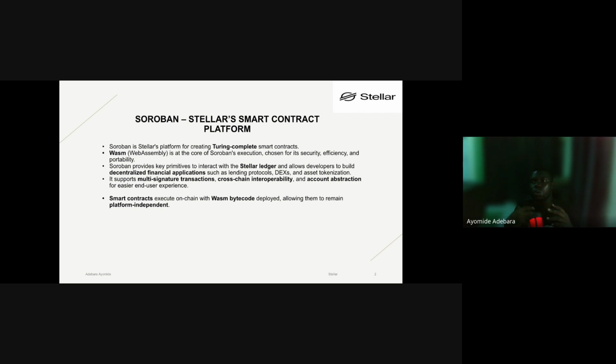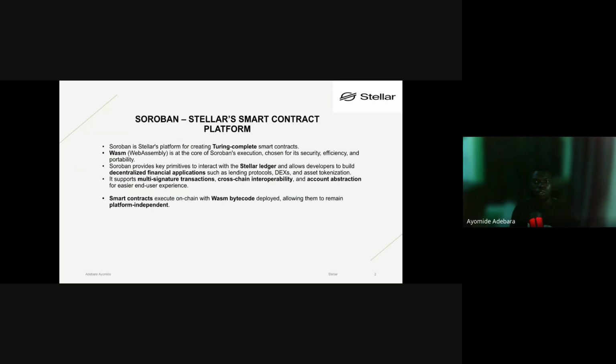But in a sense, we would probably not call it Turing complete, but quasi Turing complete, because there are some things you won't be able to do, like run an infinite loop completely. You might not be able to do that because of gas restrictions and all of that. So that was part of what we discussed last time. We also discussed why the Stellar core chose WebAssembly for the SOROBAN execution. And we saw the reasons: the security, the efficiency, and the portability of the WASM.